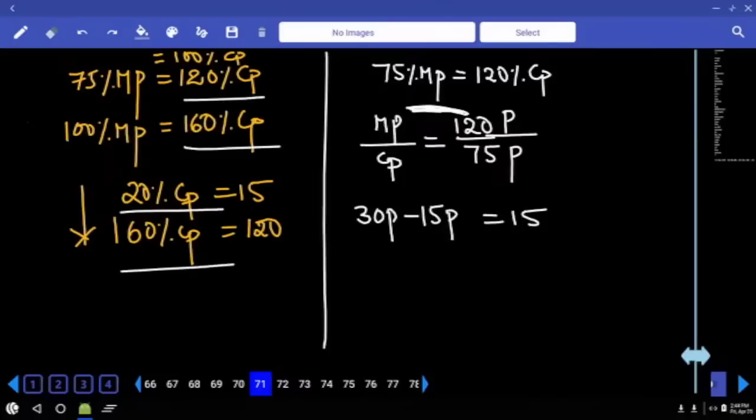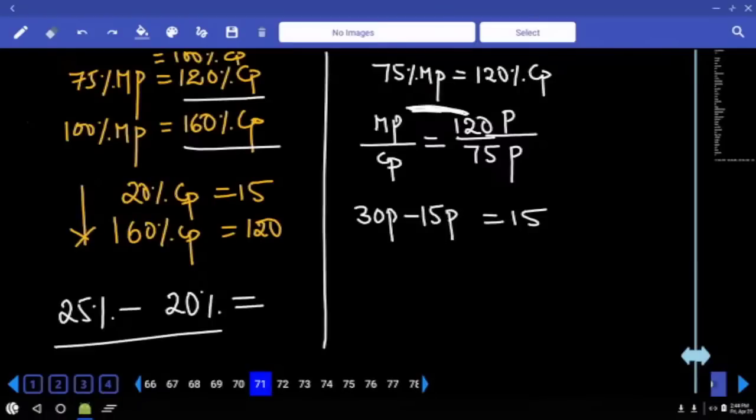See, otherwise, you know that market discount is 25% and profit is 20%. Can you directly take the difference as 5%? No. Because this 25% is calculated on market price and 20% is calculated on cost price. Cost price and market price are completely different. Right? So directly we cannot compare. So either convert them to cost price, or convert them into number of parts. It's up to you.